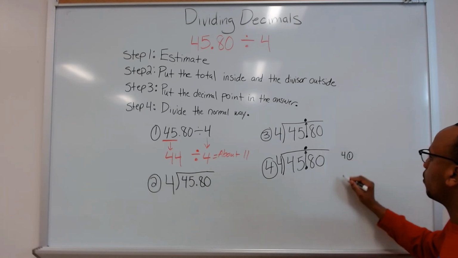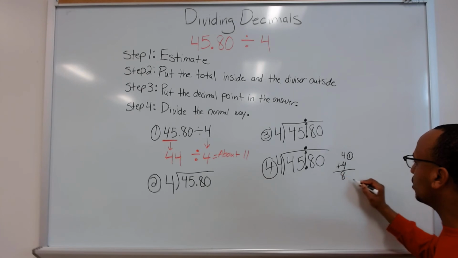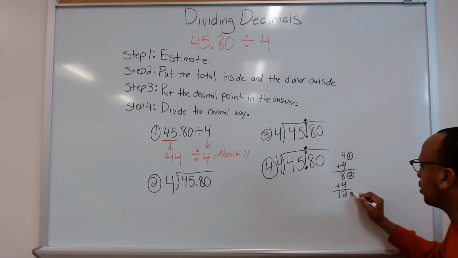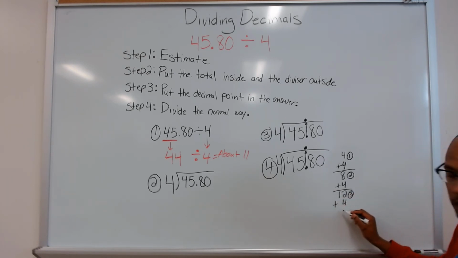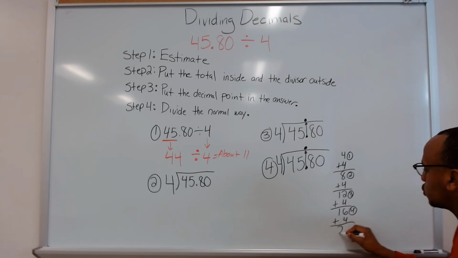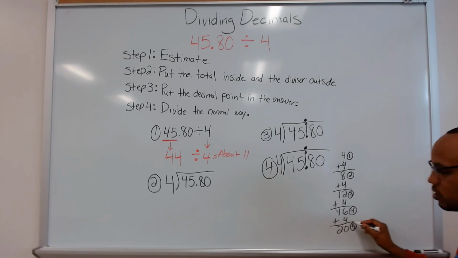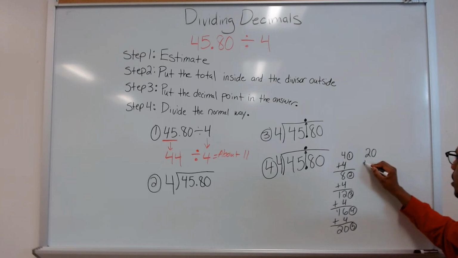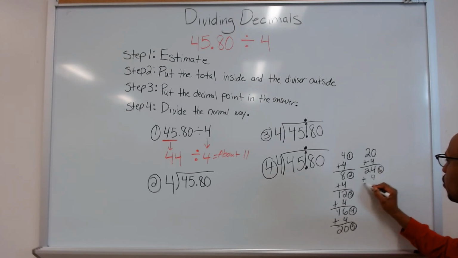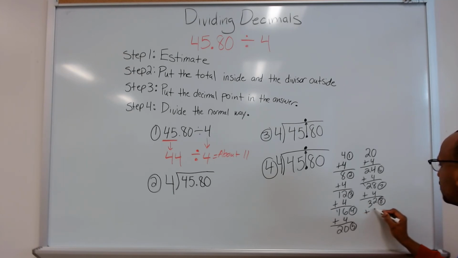This is 1 group of 4, plus 4, that's 8, which is 2 groups, plus 4 is 12, which is 3 groups, plus 4 is 16, which is 4 groups, plus 4 is 20, which is 5 groups. All right, 20 plus 4 is 24, which is 6 groups, plus 4 is 28, which is 7 groups, plus 4 is 32, which is 8 groups, plus 4 is 36, which is 9 groups.